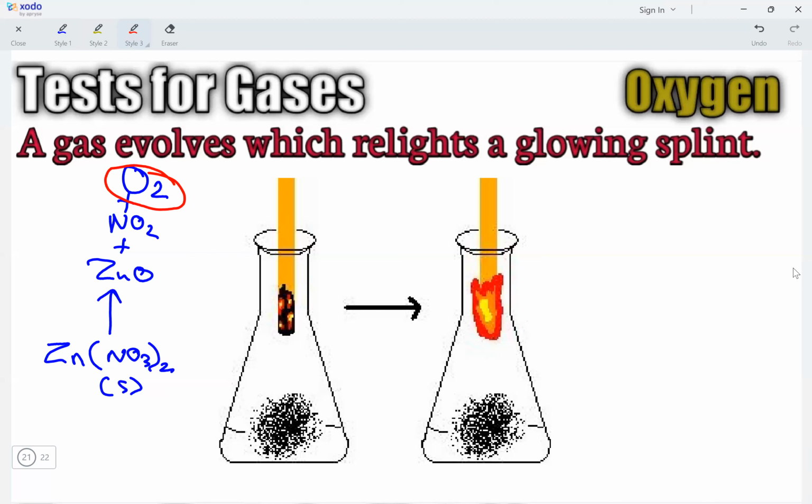Now, when you introduce a glowing splint inside the container where oxygen is being produced, the oxygen is required for the flame to burn. So when it is exposed to oxygen, the flame relights. So the glowing splint is turned into a burning splint. And this shows that oxygen gas is present because burning of a flame requires the presence of oxygen. And because oxygen is produced in this decomposition reaction, the glowing splint turns into a burning splint. And then you can confirm that oxygen gas has been produced in this reaction.